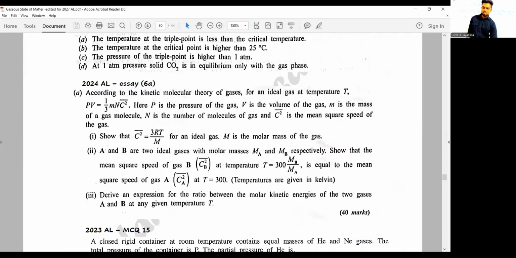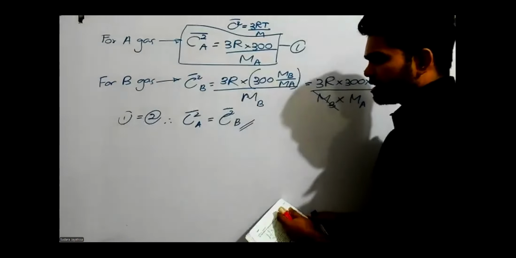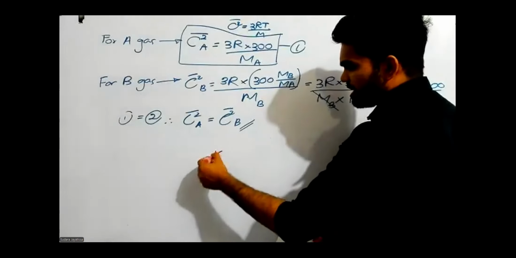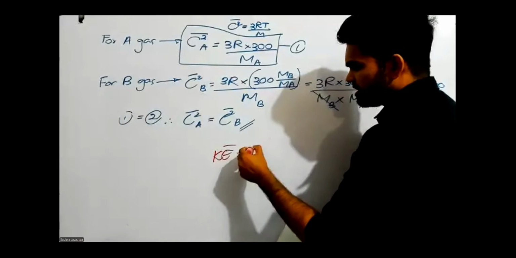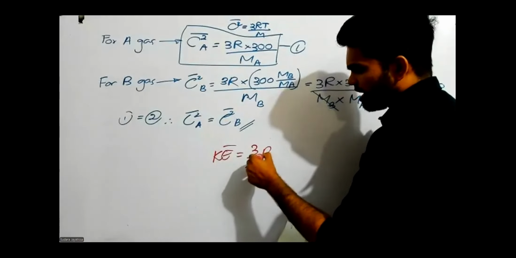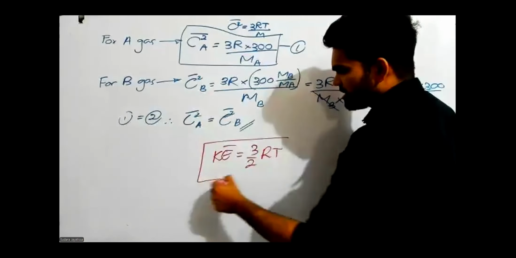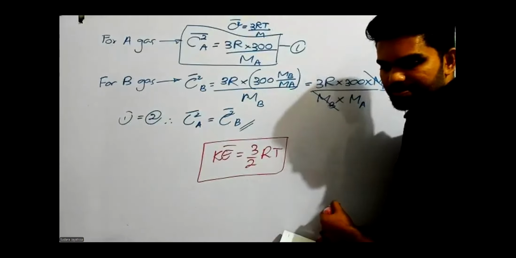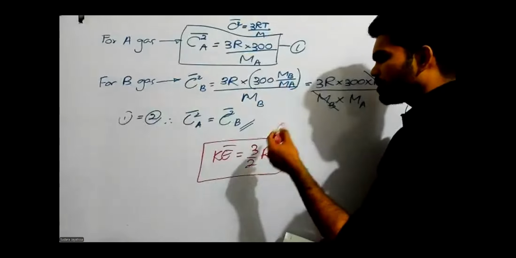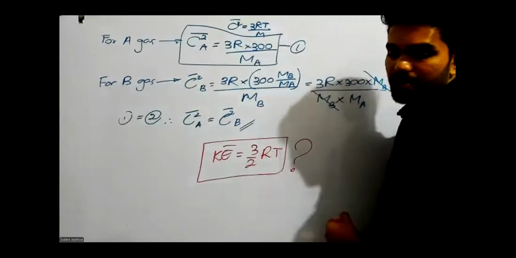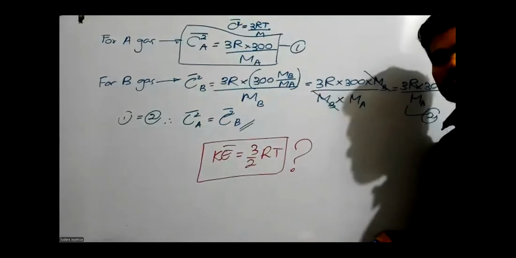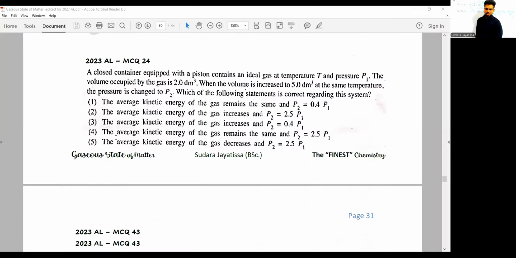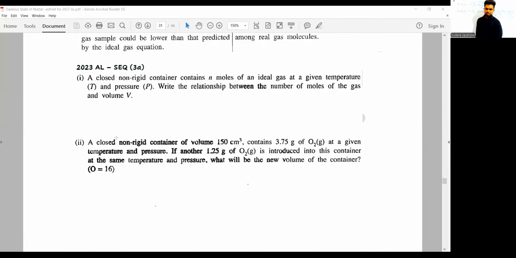And please refer to our note and check the derivation of this equation. Remember, average kinetic energy equals 3/2 RT. So in the last question of this essay question, they use this equation. So see how to derive this one using our note. Understood? And then let's go to the structured essay parts.